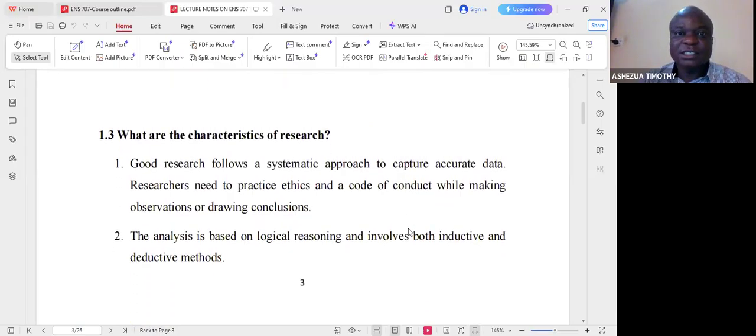Now, what are the characteristics of research? You know, this research you perform, this research you carry out has certain characteristics. One of them is that a good research follows a systematic approach to capture accurate data. Researchers need to practice ethics and a code of conduct while making observations and conclusions. A very good research starts with a system.